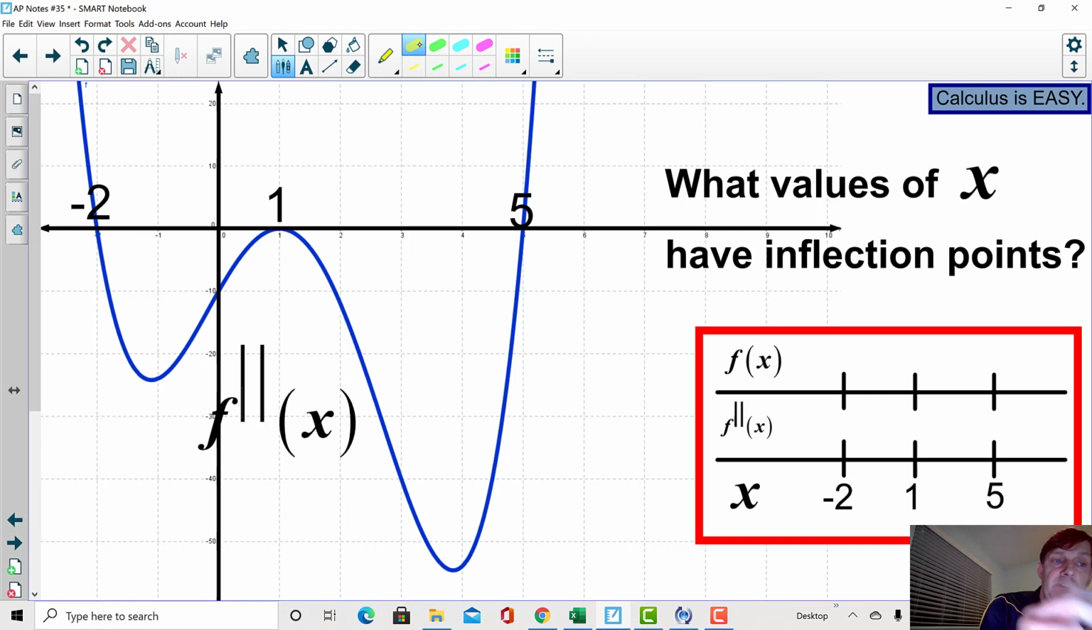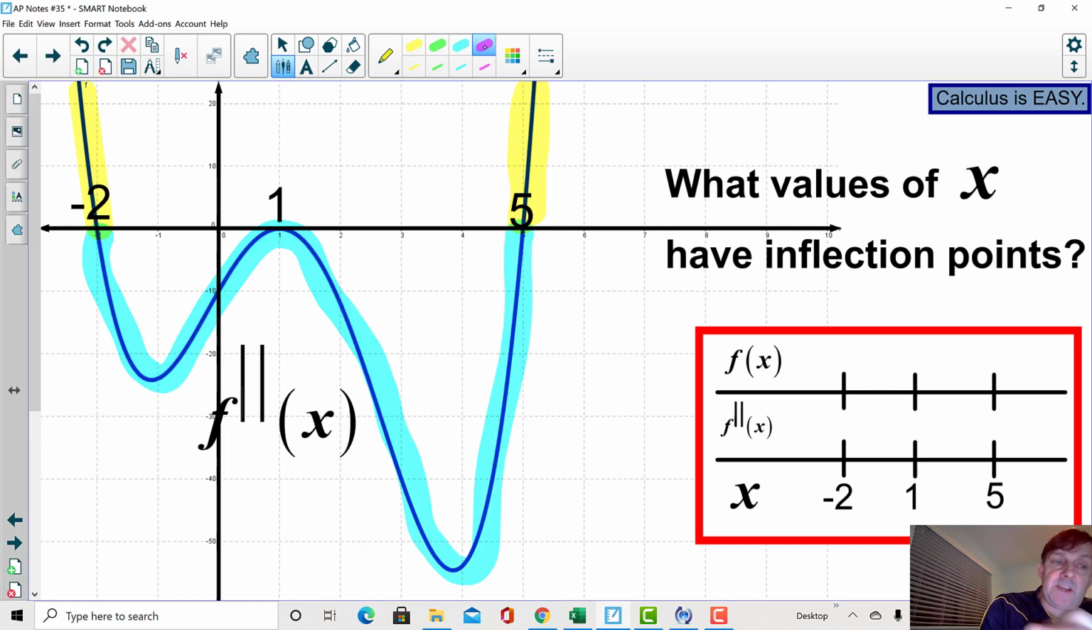Now, what I want you to notice is that the second derivative is positive when it's above the x-axis. So that's where the second derivative is positive. The second derivative is negative when it's below the x-axis. And the second derivative is 0 at the points that I'm touching right now. So those 3 points are going to be kind of like critical numbers. That's where your second derivative is 0.